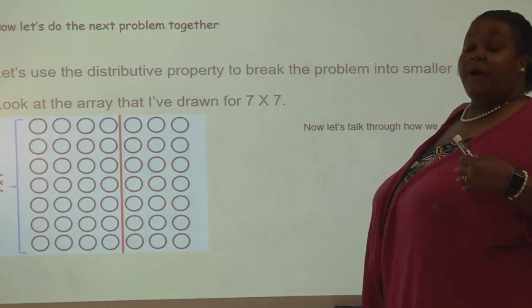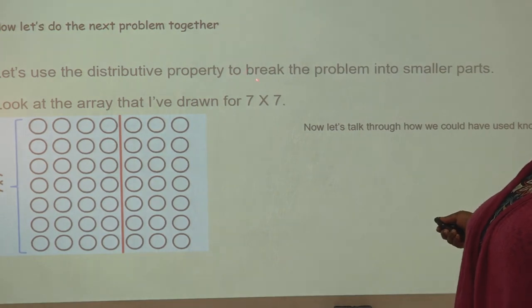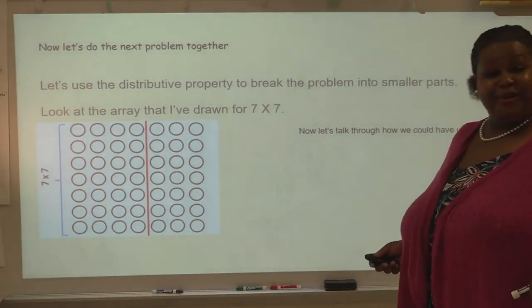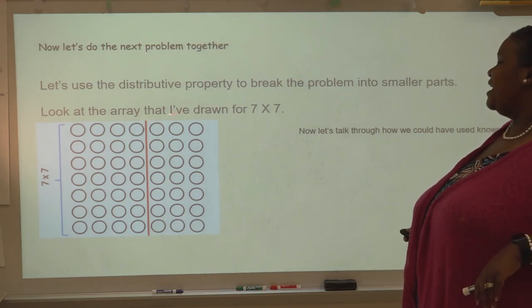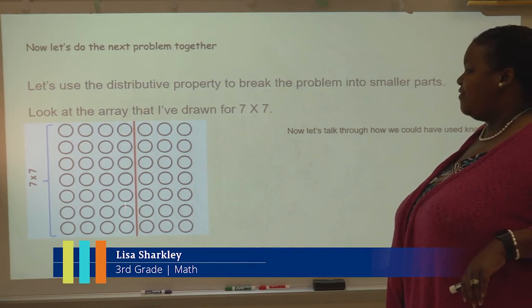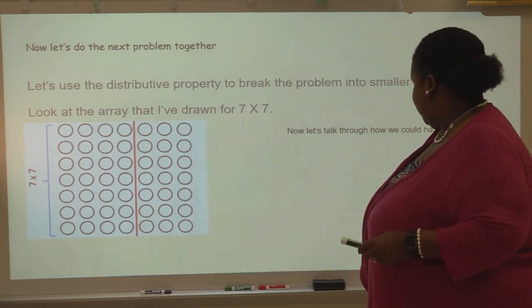Now let's do the next problem together also. Let's use the distributive property to break the problem into smaller parts. Look at the array that I've drawn for 7 times 7. I have a 7 times 7. I put a vertical line to chunk it. Let's see.